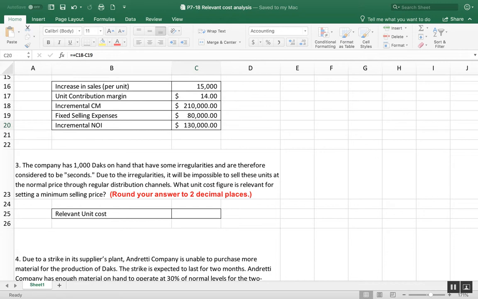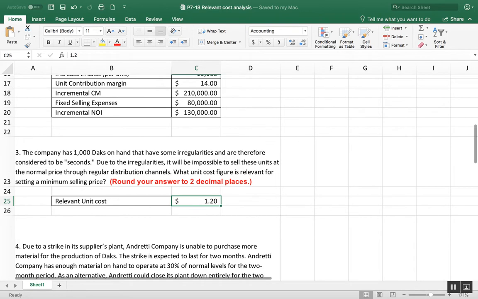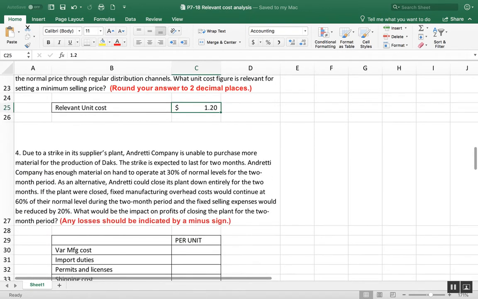can't even be considered in this case, so perhaps the only cost that might be able to be considered would be the $1.20 in the variable selling and administrative. And again, this may not even be the case if they have to give them to a liquidator or sell them at a pawn shop or whatever, but that's what they were looking for in this case, so I thought I'd explain that to you. All right, let's keep moving.